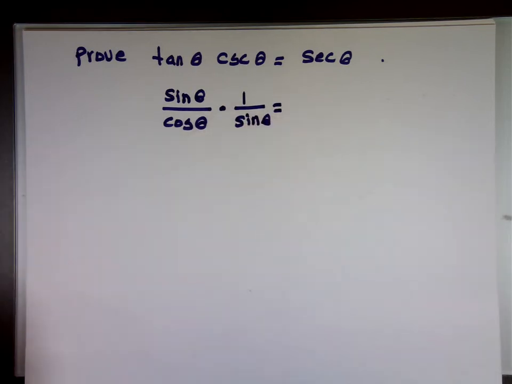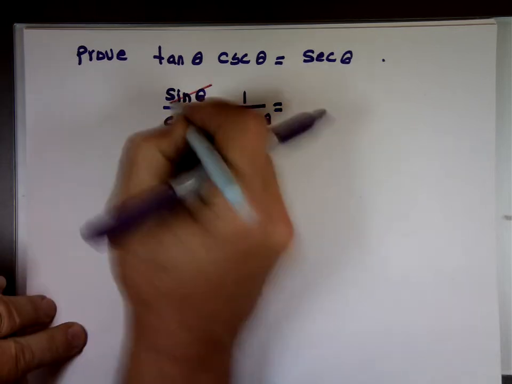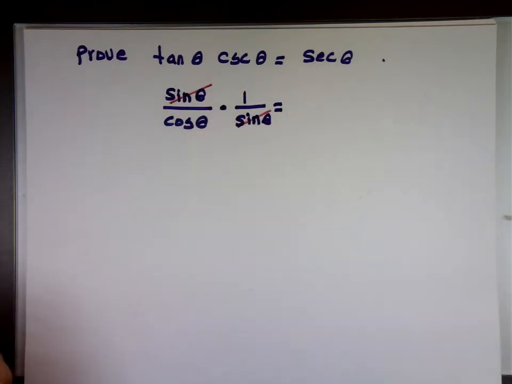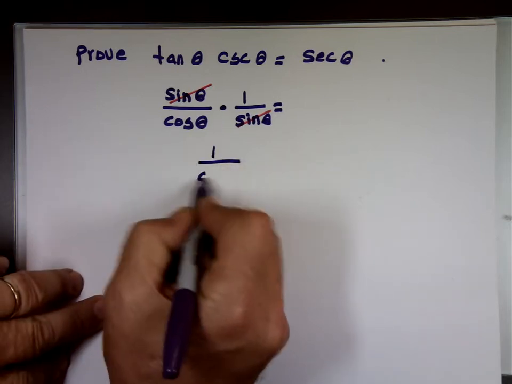Now use your algebra. You're multiplying two fractions. What do you notice about the top and the bottom here? They're the same. You can cancel them out. What's left on the top? 1. The bottom, cosine theta.